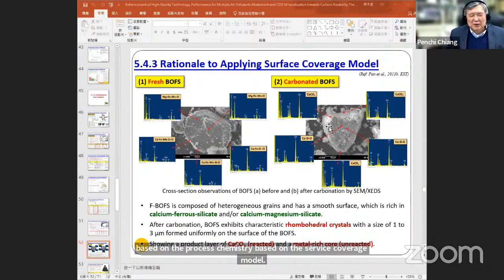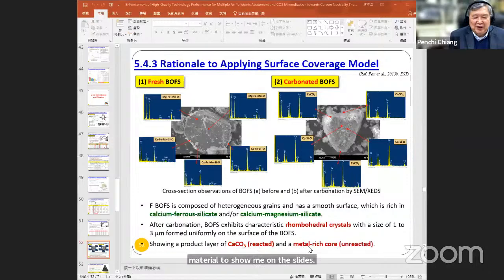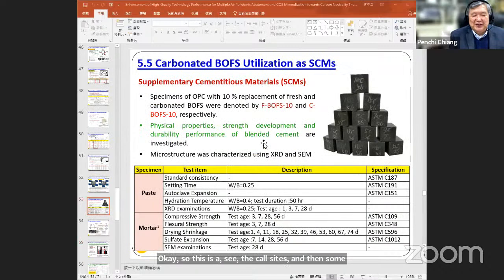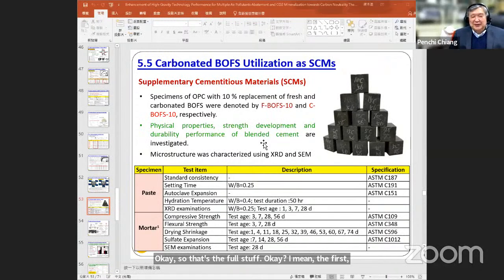But on the other hand, we have to do further study by using sophisticated equipment. That means the final product can be measured and identified by those measurements, by the SEM and XRD equipment. So we can see the calcite and the carbonated material showing on the slides. This is the calcite and some metal rich phases and those chemicals shown here. So that's the first step, so we can demonstrate, based on the materials balance, the reaction kinetic study and the leaching study, that the carbonate has been removed throughout the High-G process.